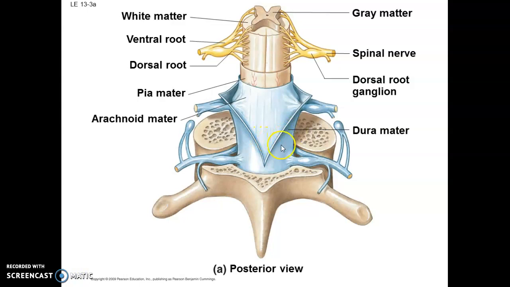Here you can see the dura, looks like a leather jacket. The arachnoid looks kind of like a wool sweater. And the pia mater, which is a very thin layer, right over top of the cord. You can also see the dorsal root ganglion right here. Over here, dorsal root ganglion. This is the dorsal root right in through here. And the ventral root.